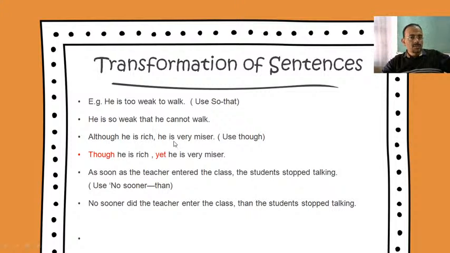Next, although he is rich, he is very miser. You have to use though. See, although and though have the same meaning, but when you are converting an although sentence into a though sentence, you have to use yet in the second part after the comma. So though he is rich, comma, yet he is very miser.